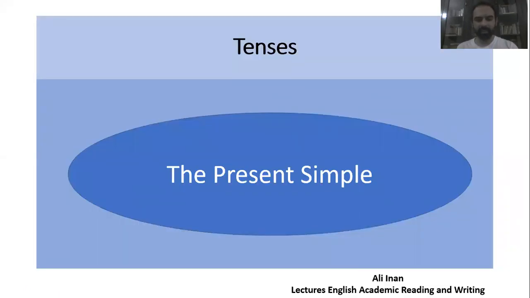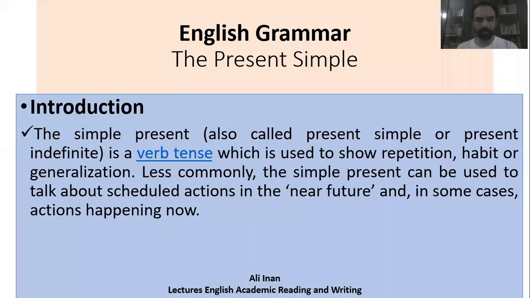Today, I'll discuss the usage and structure of the present simple tense. The simple present is also called the present simple or present indefinite. It is a verb tense which is used to show repetition, habit, or generalization. Less commonly, the simple present can be used to talk about scheduled actions in the near future and in some cases actions happening now.